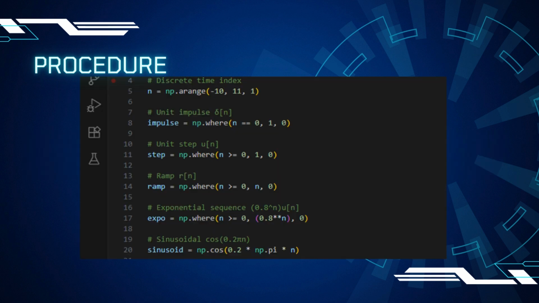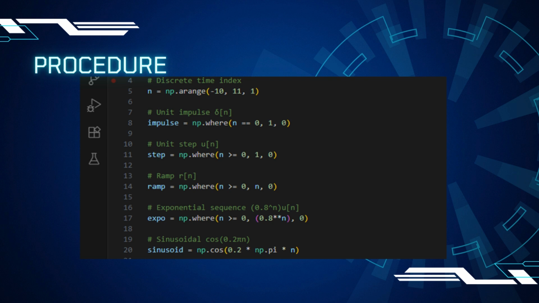This part generates 5 different types of discrete signals. In the unit impulse, the value is 1 only when n equals 0, and 0 everywhere else. It's like a spike that is often used to test system response.